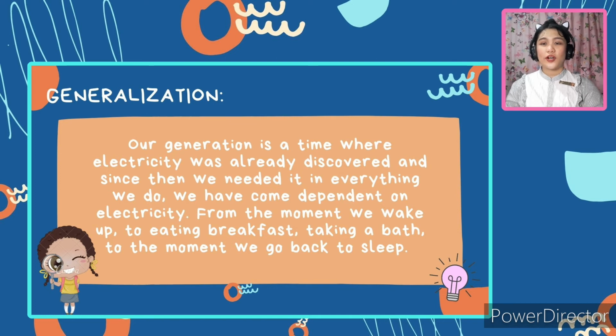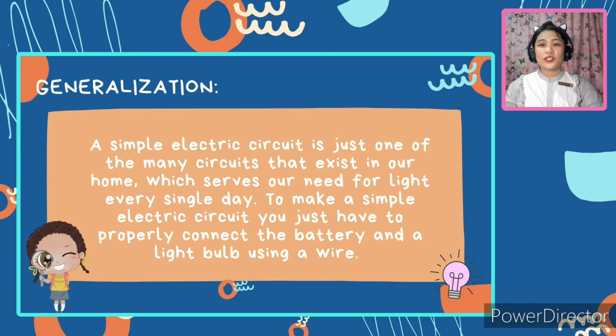Generalization. Our generation is a time where electricity was already discovered, and since then, we needed it in everything we do. We have become dependent on electricity. From the moment we wake up to eating breakfast, taking a bath, to the moment we go back to sleep. A simple electric circuit is just one of the many circuits that exist in our home, which serves our need for light every single day.